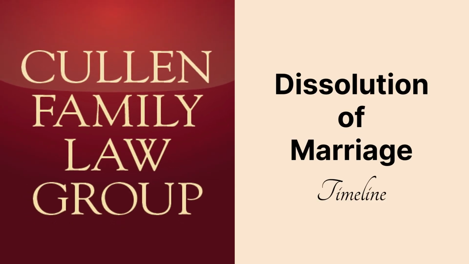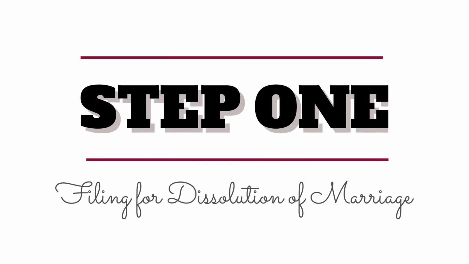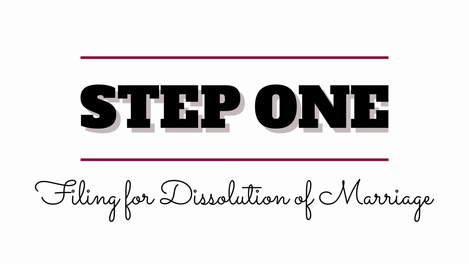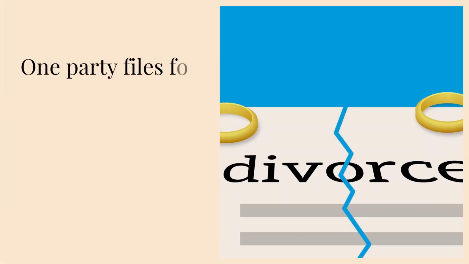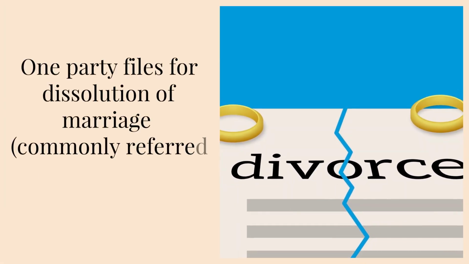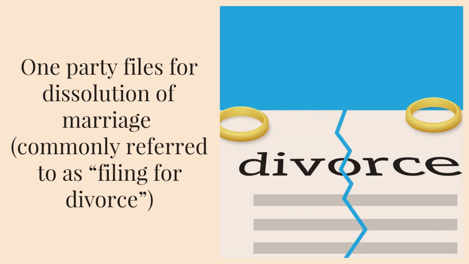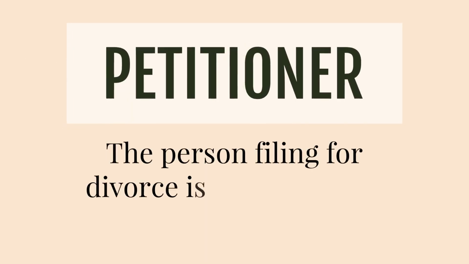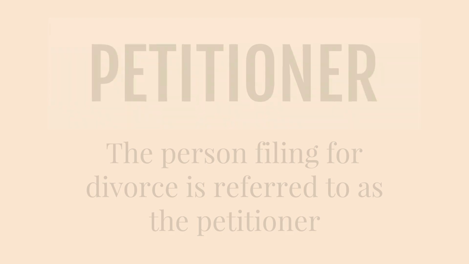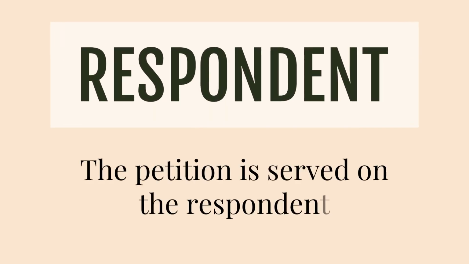Timeline for a dissolution of marriage. Step 1. Filing for dissolution of marriage. One party files for dissolution of marriage, commonly referred to as filing for divorce. The person filing for divorce is referred to as the petitioner. The petition is served on the respondent.